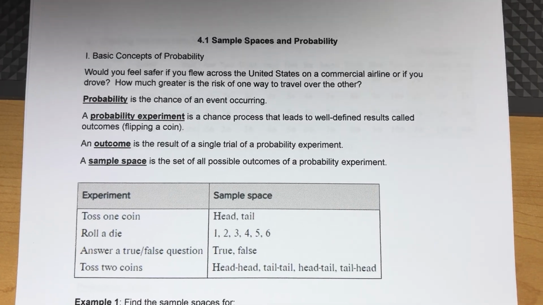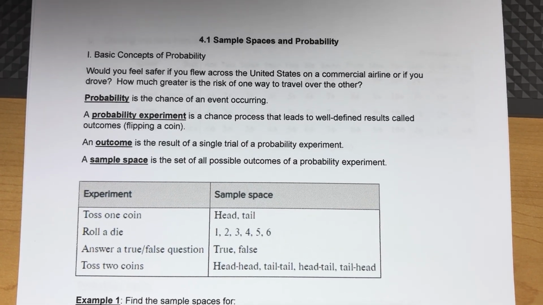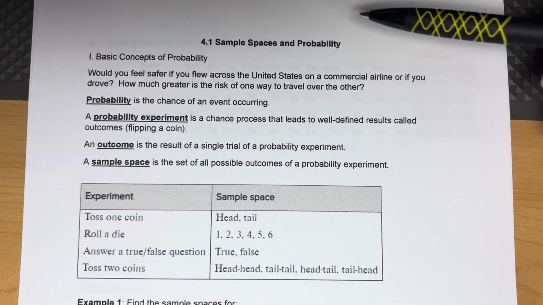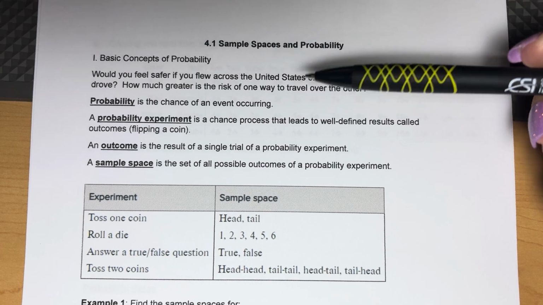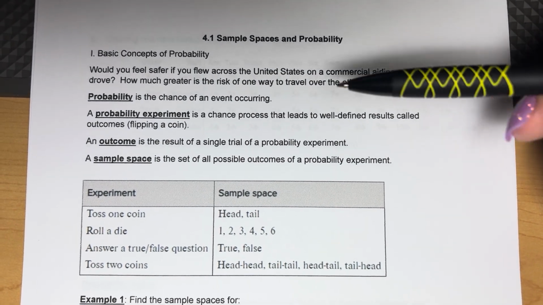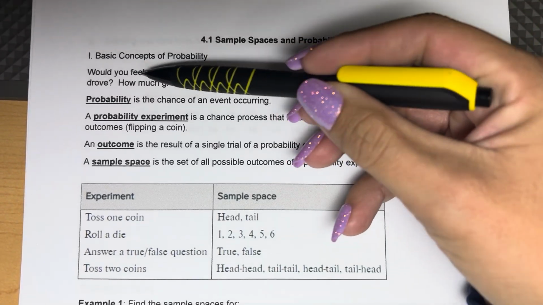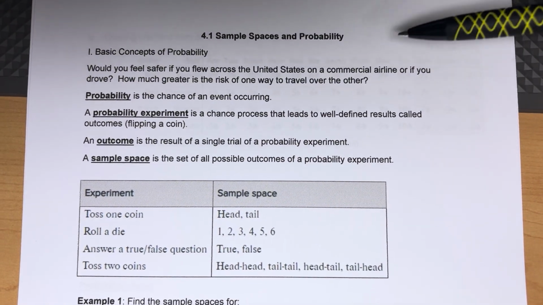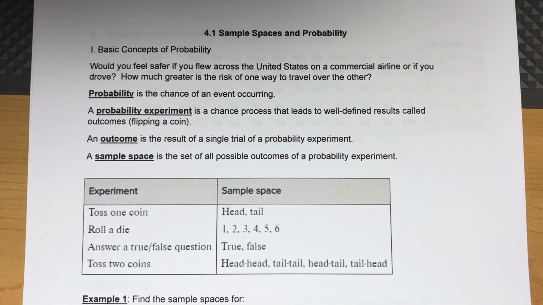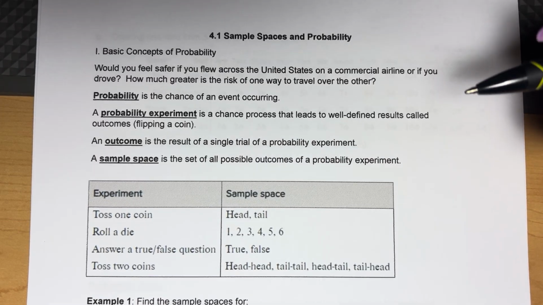So this asks, would you feel safer if you flew across the United States on a commercial airline or if you drove? How much greater is the risk of one way of travel to the other? So we talk about the odds of dying in an airplane versus dying in a car, or not dying especially. Which is safer, an airplane or driving? So we talk about the odds of safety.